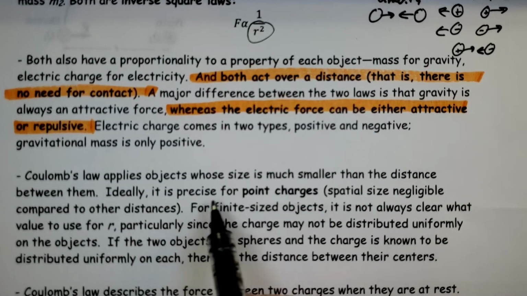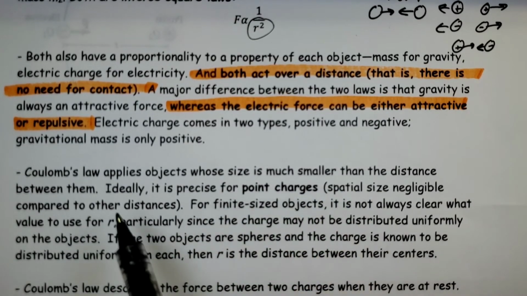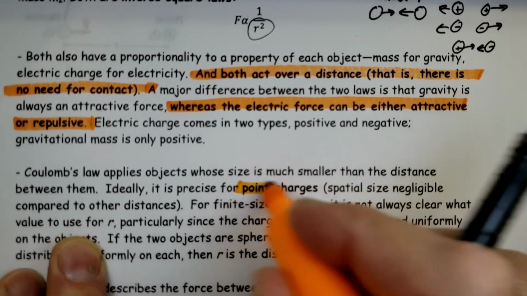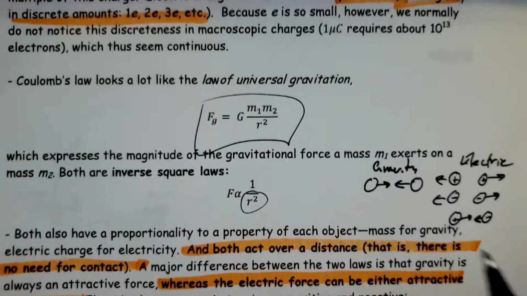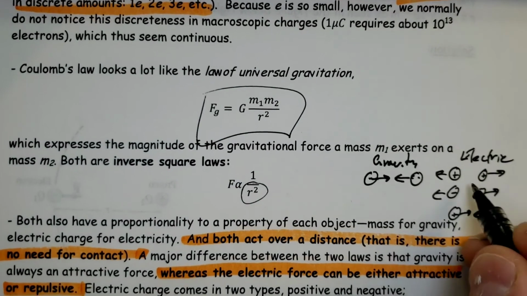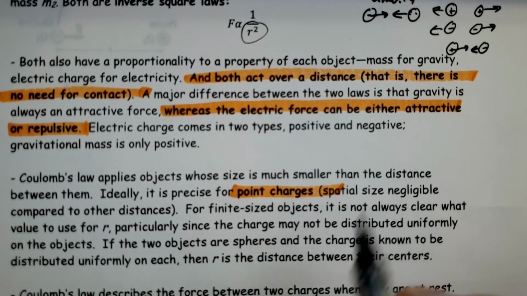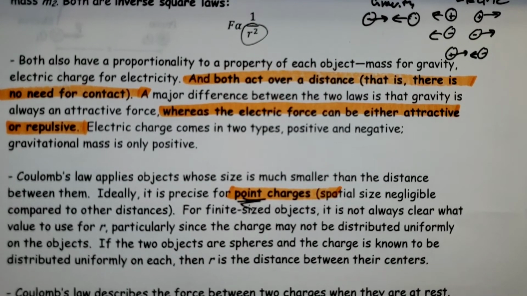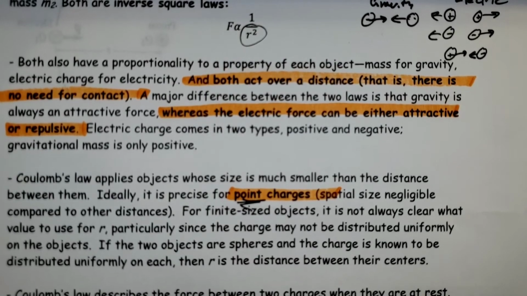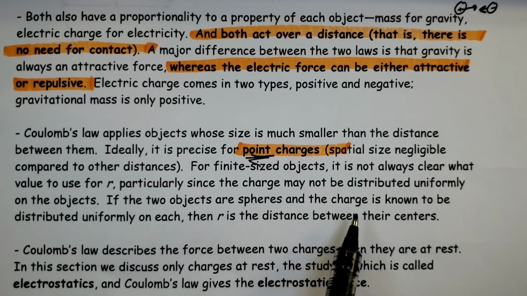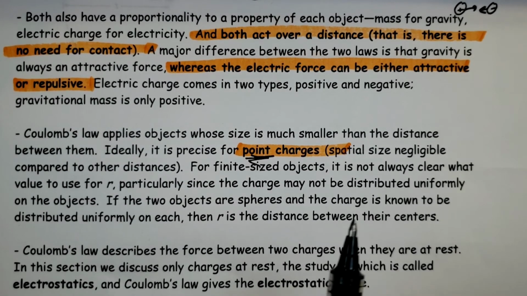Coulomb's law applies to objects whose size is much smaller than the distance between them. Ideally, it is precise for point charges. Remember with gravity, when we were talking about Earth and an object, we had to take the radius of the Earth into account. But with electric charges, they're so small that we don't have to worry about that. We just treat them as a single point. So r just represents the distance between them. Whereas with gravity, we often did have to take radii into account. If the two objects are spheres and the charge is distributed equally around them, we just assume that the r value is measured from the center.